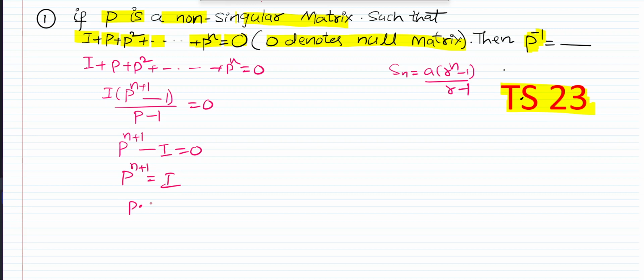This is P into P to the power of n is equal to I. From this, P power n is equal to P to the power of minus 1. This is the inverse. P inverse is equal to P power n. That is the required answer.